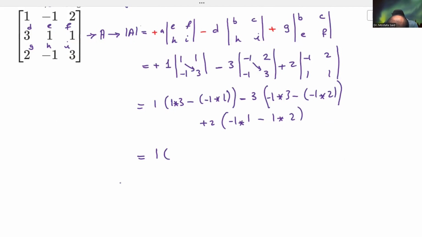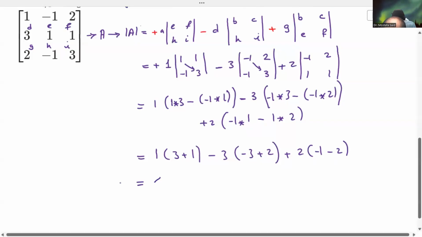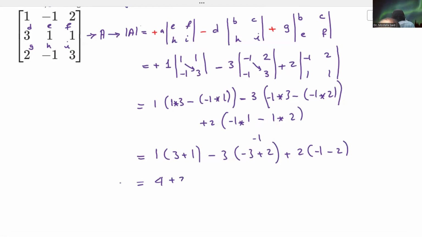So 1, and here you have 3, minus 1, and you have a minus, so it will be plus 1, minus 3. You have minus 3, minus 2, and minus, which is basically minus 2, plus 2, plus 2, minus 1, minus 2. Let's see, this is 4, and you have here minus 1, then plus 3, minus 3, and 2 multiplied by minus 3 is minus 6.